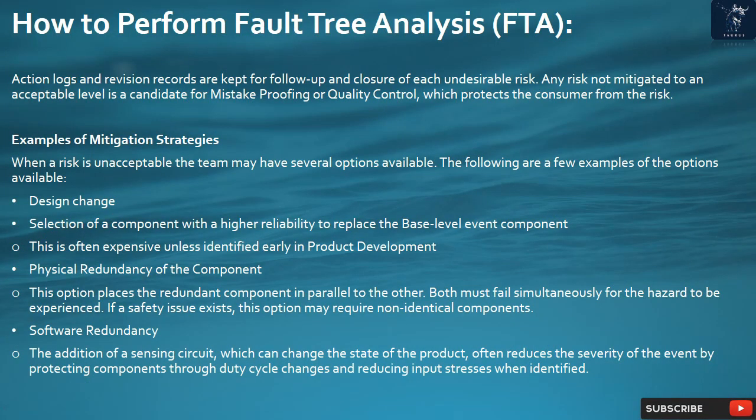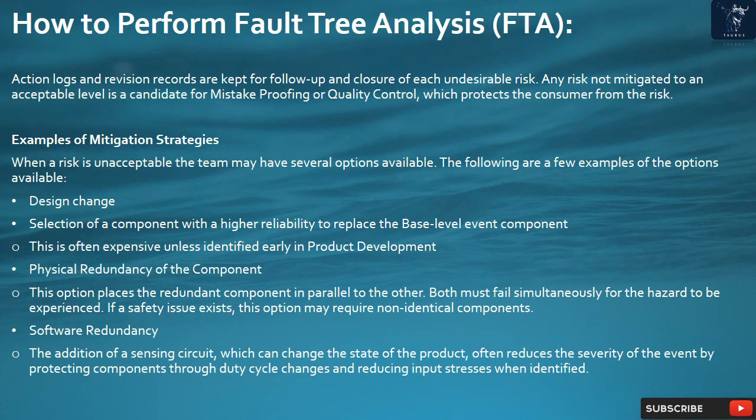Action logs and revision records are kept for follow-up and closure of each undesirable risk. Any risk not mitigated to an acceptable level is a candidate for mistake proofing or quality control, which protects the consumer from the risk. Examples of mitigation strategies. When a risk is unacceptable, the team may have several options available. The following are a few examples of the options available.